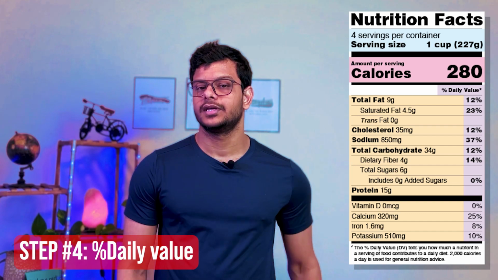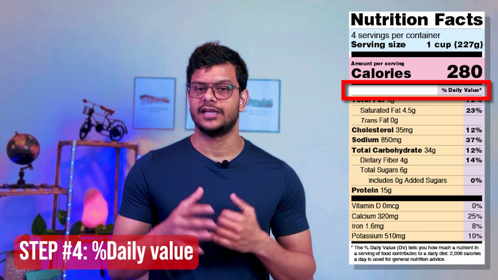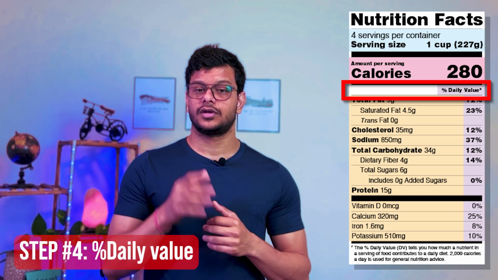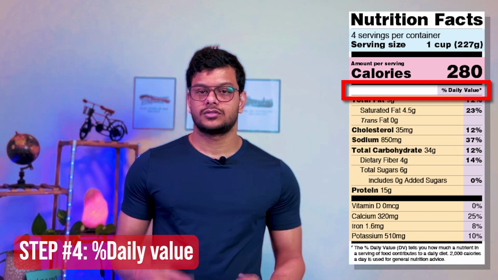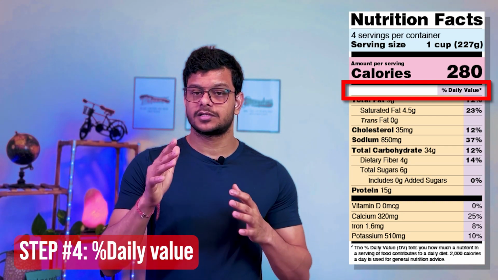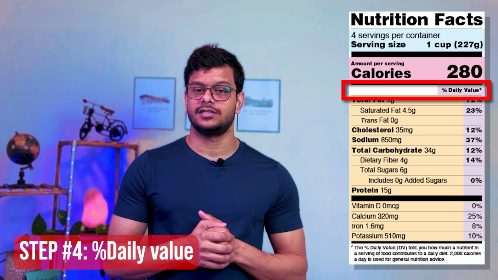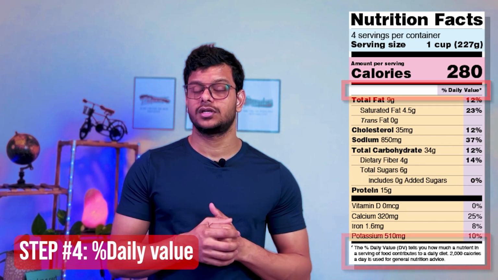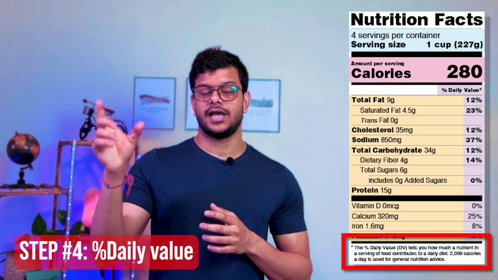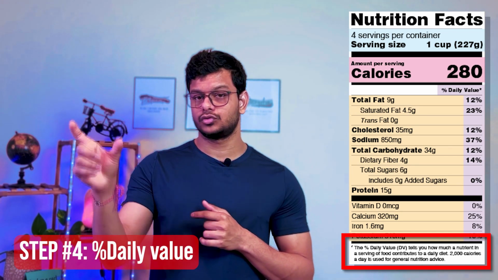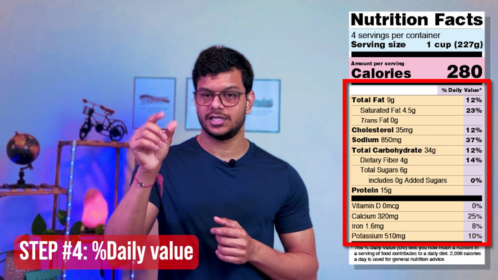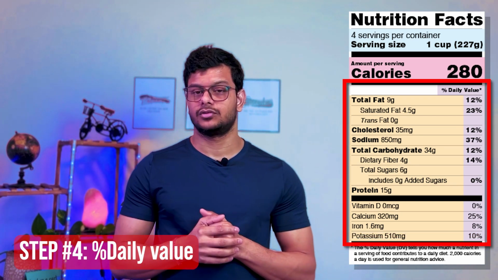Step number 4 is to know the percentage daily value. The percentage daily value is also an important measure for each nutrient in the packed food. These values are reference numbers expressed with respect to the general nutritional calories that's mentioned on the footnote of the nutrition facts. If you see over here, it mentions the general nutritional calories of 2000 per day, and all the percentage daily values you see are in reference to that 2000 calories.